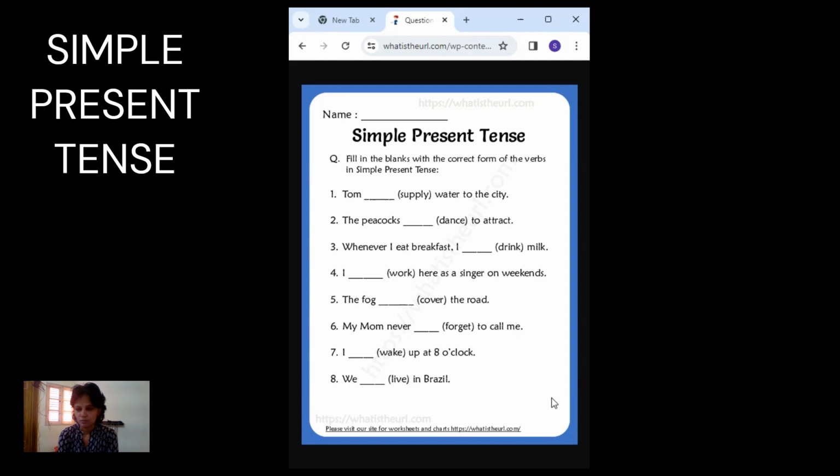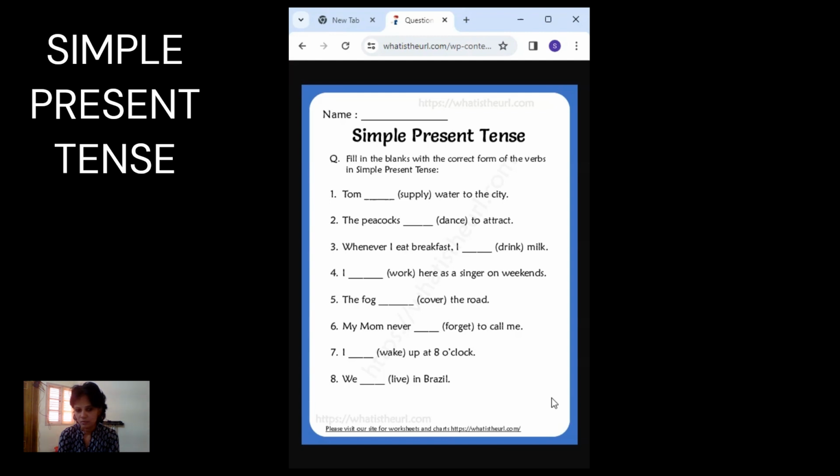If you do more exercises like this, you will understand day by day. We usually use simple present tense in everyday activities, from when we wake up till we go to bed, the activities that we do during that time period. Those are all what we call simple present tense. When we want to say something about that day, we use simple present tense.